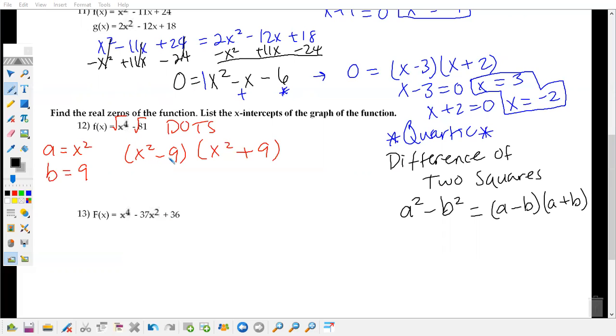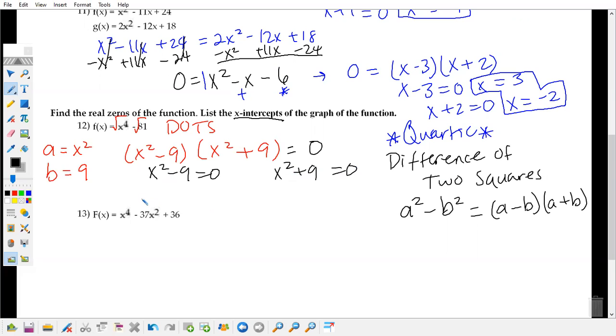Okay, so we set this equal to 0, because what are we looking for? The x-intercepts. The reason why we look for 0 is because that means y has to be 0 when we look for our x-intercepts. So I have two factors set equal to 0, which means I take each factor and set it equal to 0. So I have x squared minus 9 equals 0, and we have x squared plus 9 equals 0.